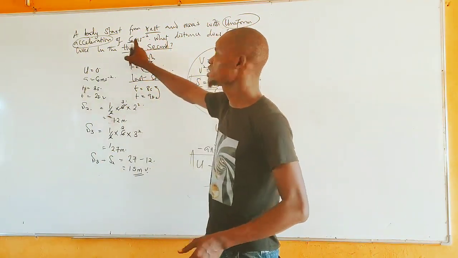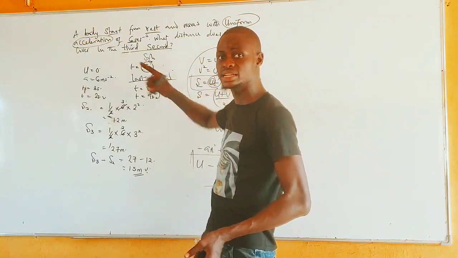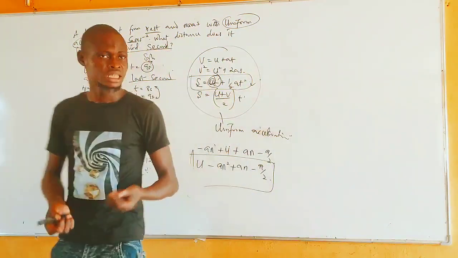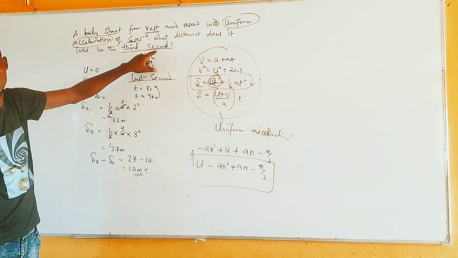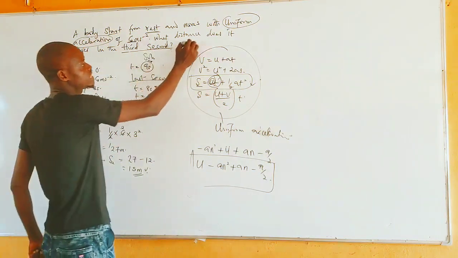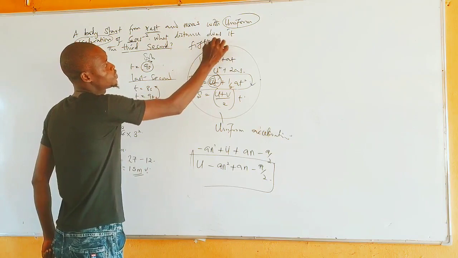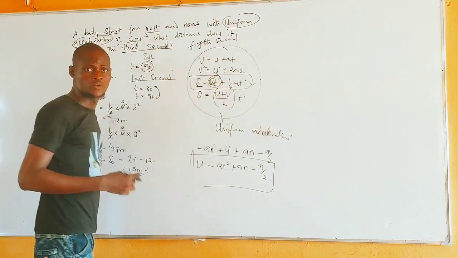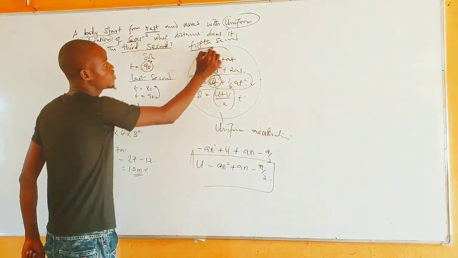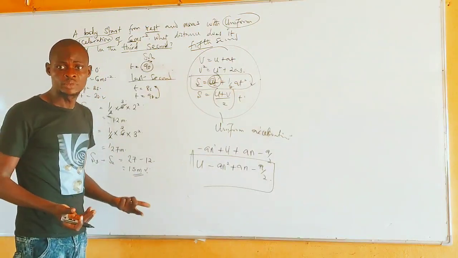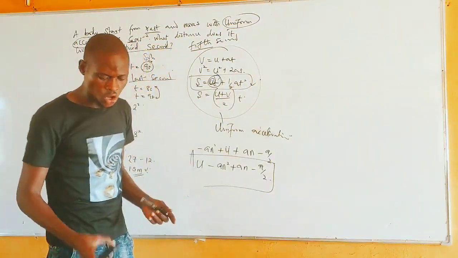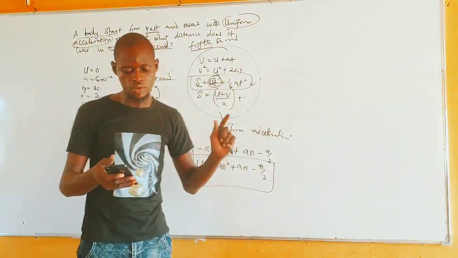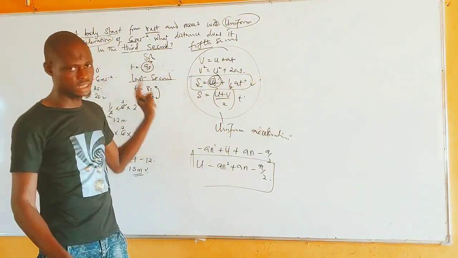But if time is not given to you, just like this one here, there is no time that is given to us. They already said what they want. They said distance covered in the 3rd second. Sometimes they will say distance covered in the 5th second. 5th second simply means the distance that you covered when the time is 5 and when the time is 4 seconds. Are we together? So that is that for that. I'm sure that we really understand this.